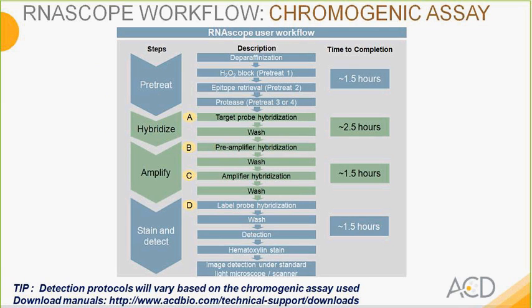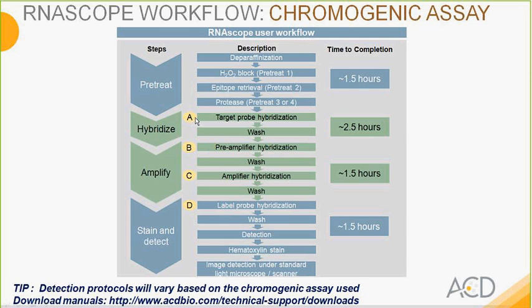The RNAscope workflow for the chromogenic assay involves the following steps: pretreatment, hybridization, amplification, staining, and detection. The general protocol in pretreatment includes peroxidase blocking, which utilizes pretreatment 1 reagent, epitope retrieval, utilizing pretreat 2 reagent, and protease, which utilizes pretreat 3 or 4.